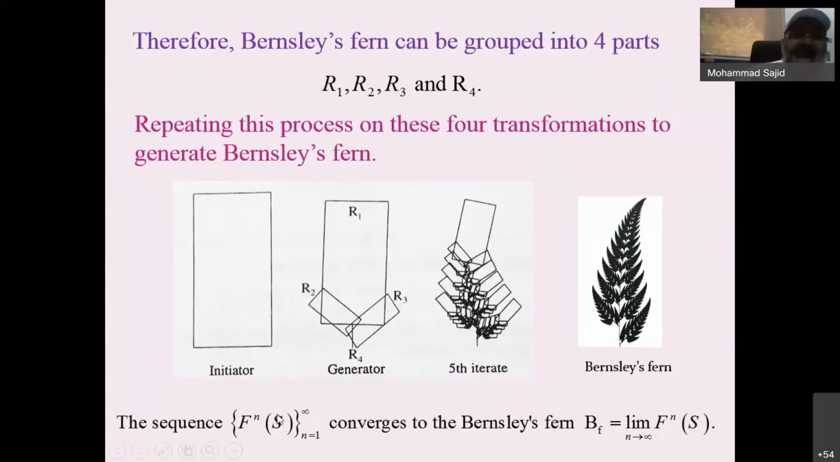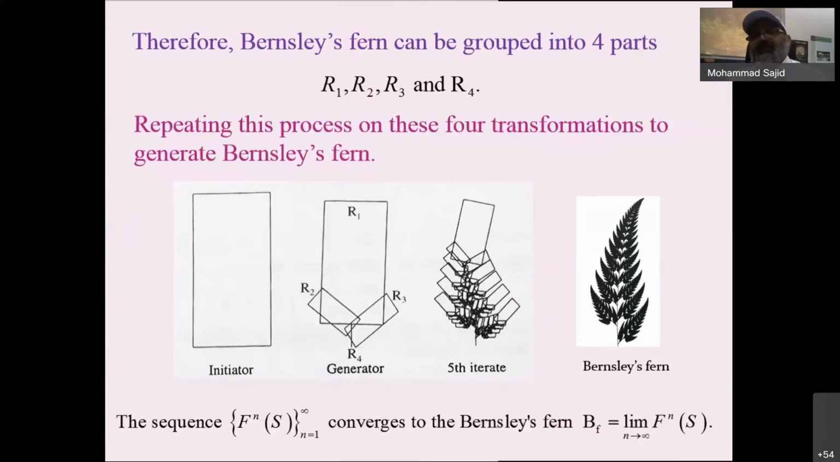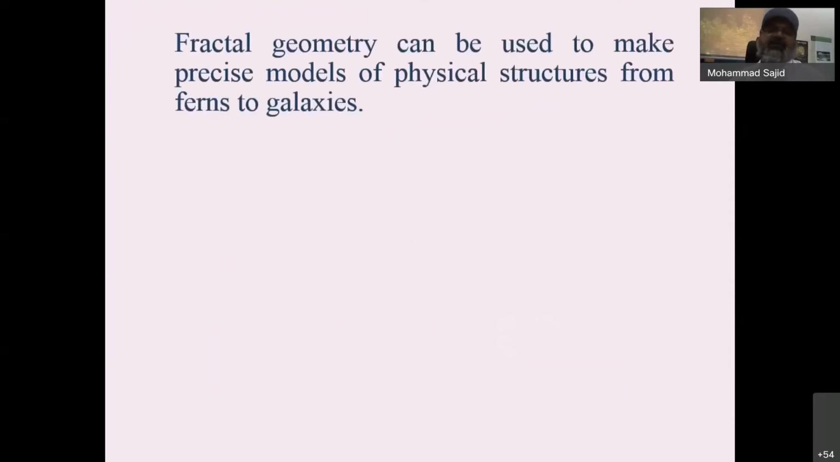Mathematically, we say that Fn, for n equal to 1 to infinity, converges to the Barnsley fern. So actually we are applying fixed point theory, and we say that the iteration goes to a fixed point. In this case we are applying some theorems related to fixed points. So now we can say that fractal geometry can be used to make precise models of physical structures from ferns to galaxies.